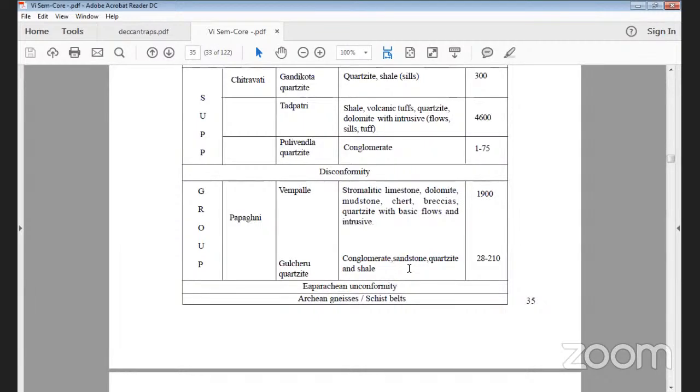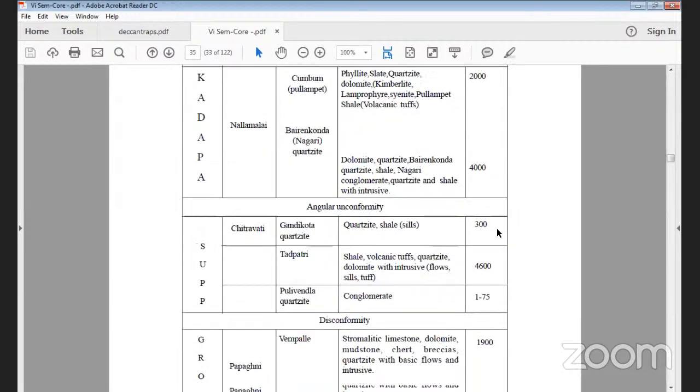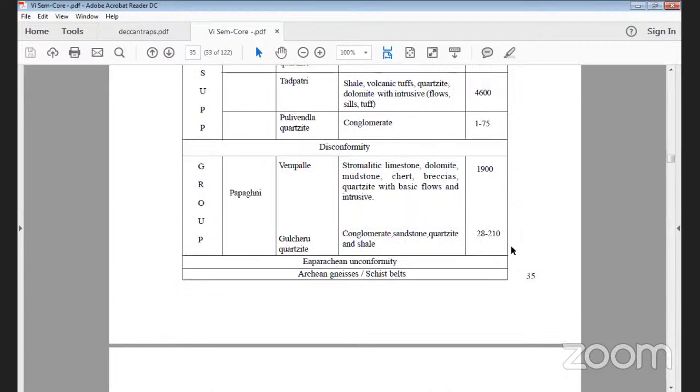The Gulcheru quartzite formation consists of conglomerate, sandstone, quartzite, and shale, with a thickness of around 28 to 210 meters. The Vempalli formation has stromatolitic limestone, dolomite, mudstone, chert, breccias, and quartzite with basic flows and small intrusives. Its thickness is around 1,900 meters.